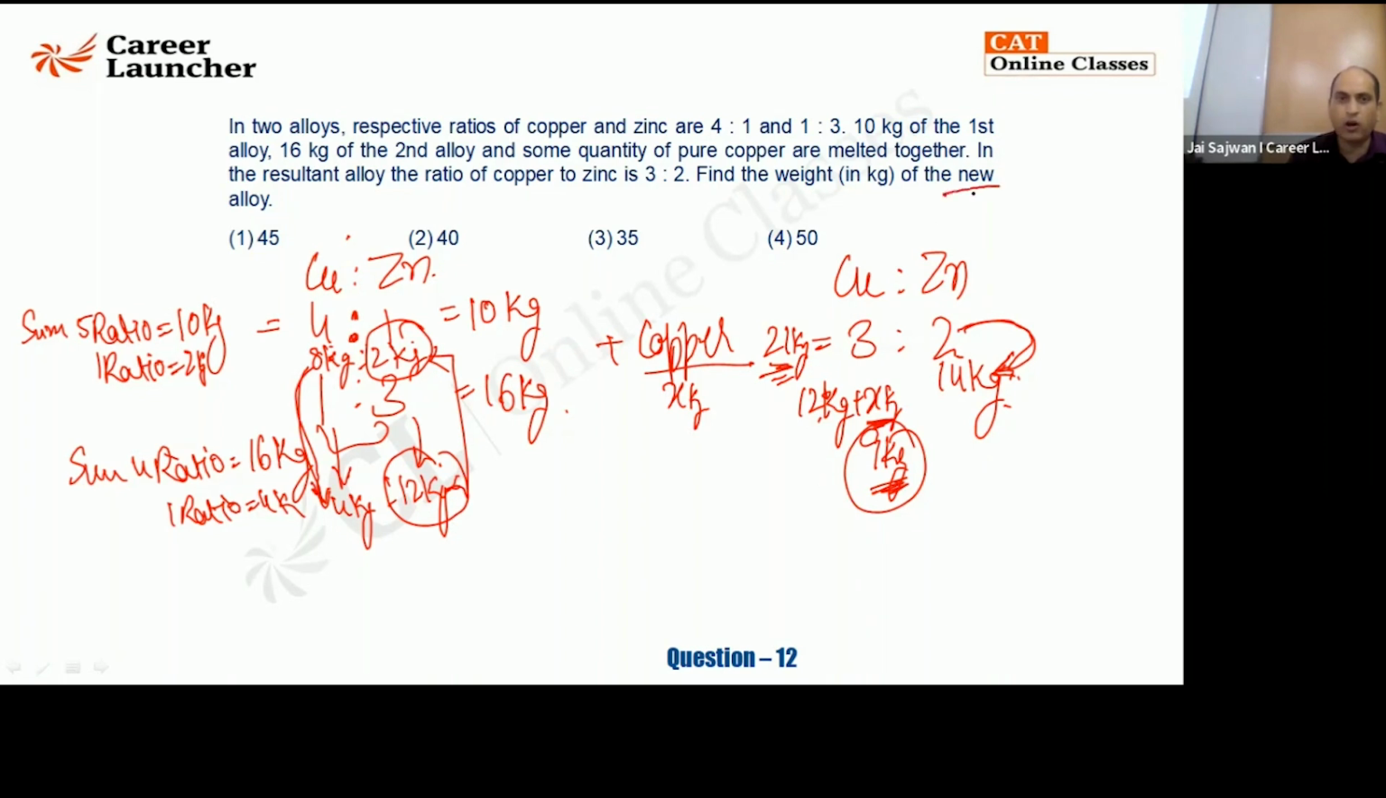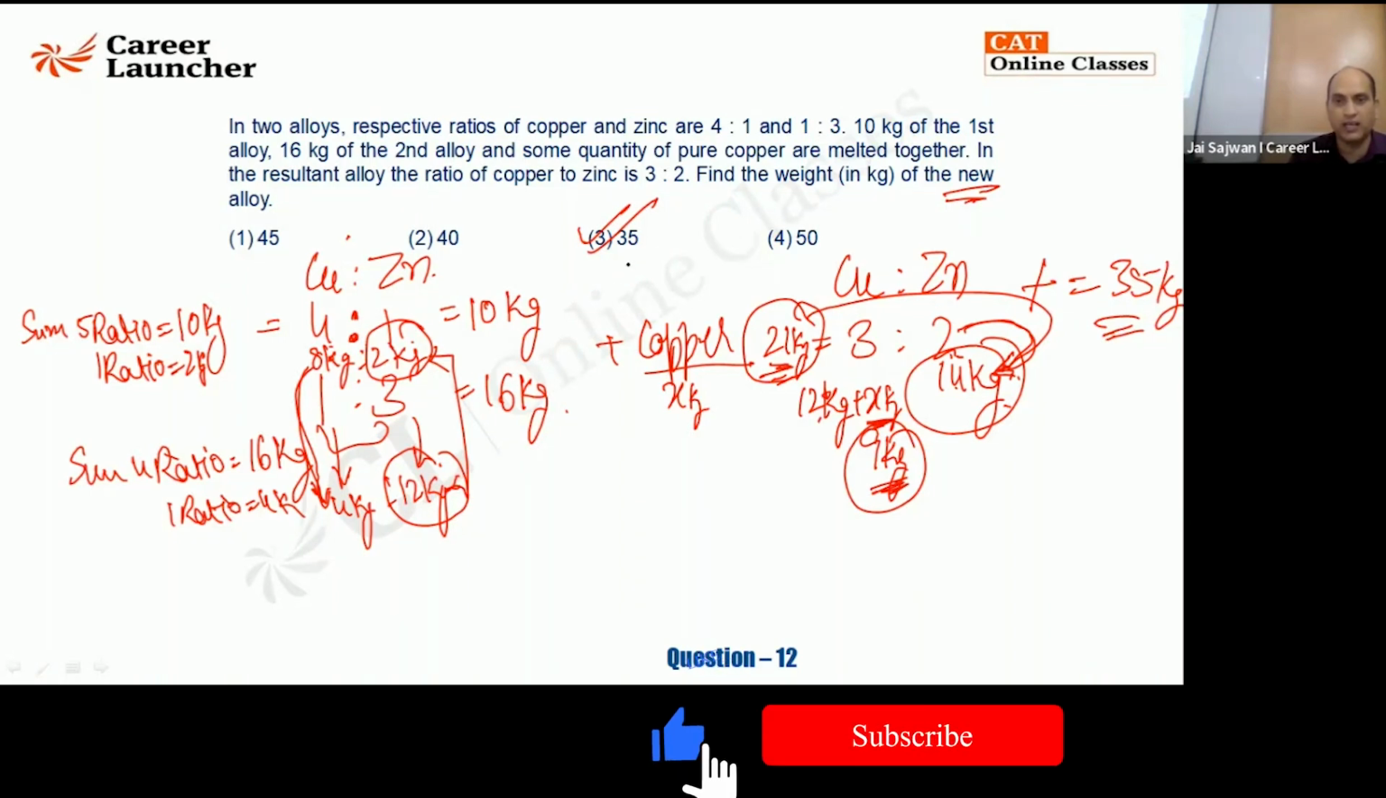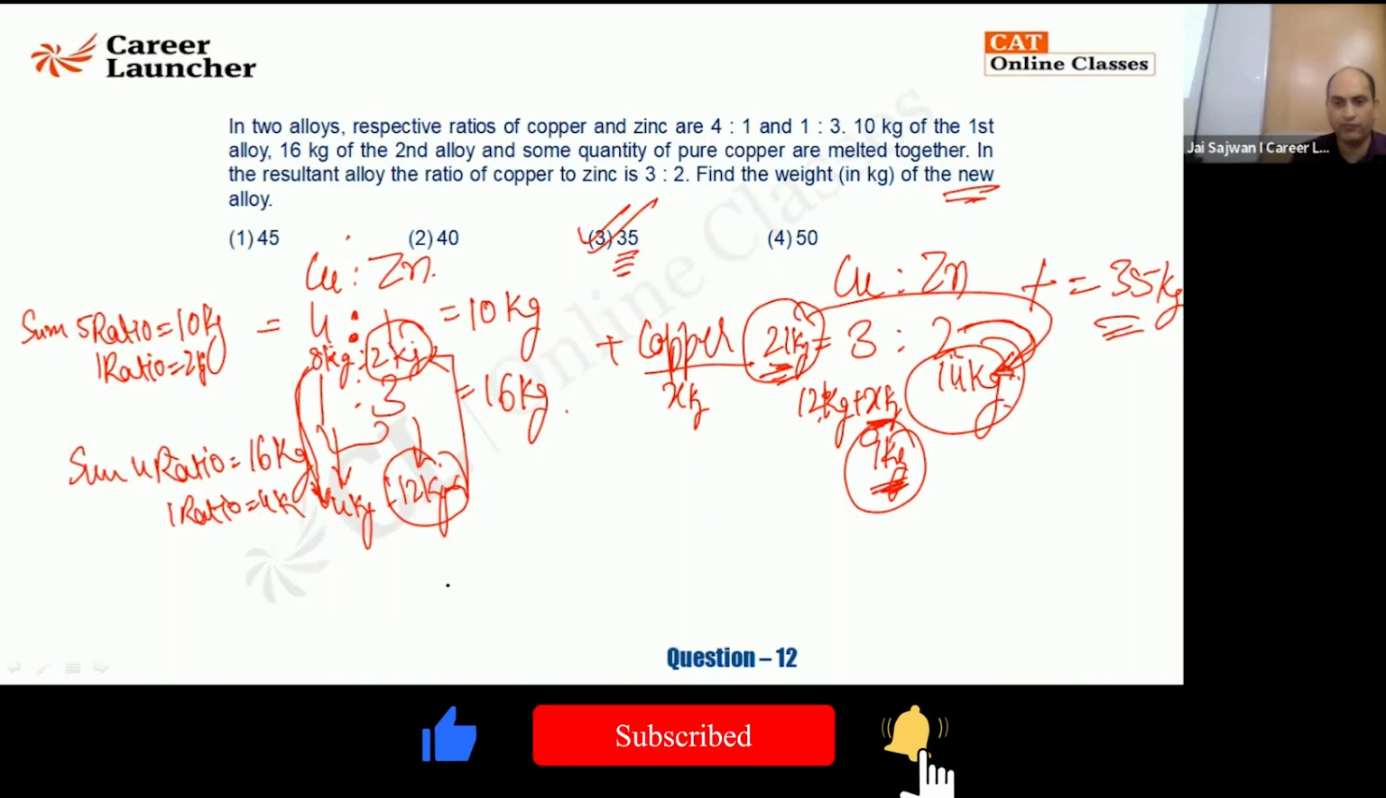Now, what is the weight of the new alloy? You know 2 is equal to 14, so 5 will be equal to 35 kg, the total weight of it. Moreover, you can see this is 21 kg and this is 14 kg. The summation of that comes out to be 35 kg. So the total weight of this in kg comes out to be 35. I believe it is clear. Take a screenshot.